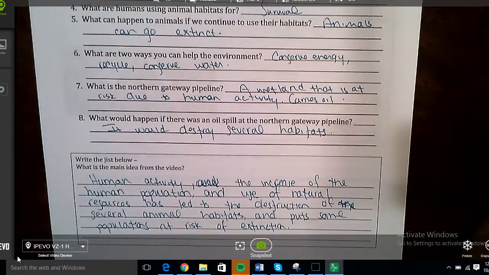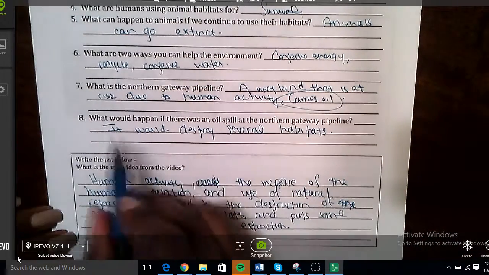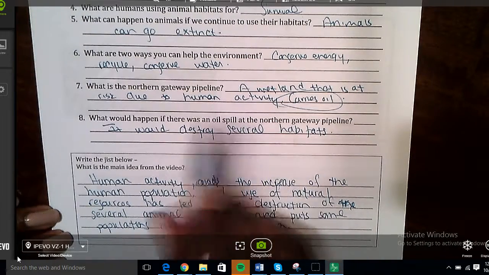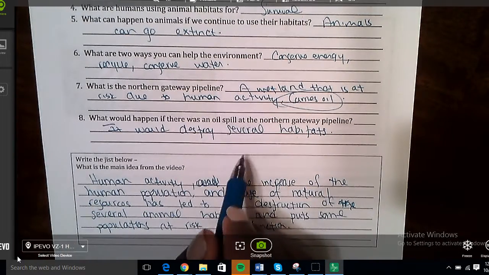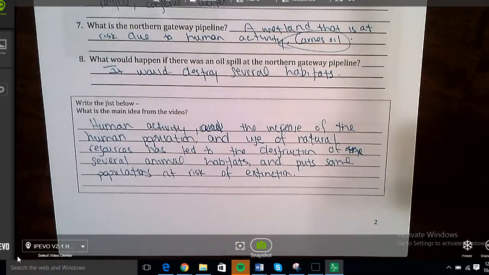What is the Northern Gateway Pipeline? It's a pipe that is carrying oil across several hundreds, maybe thousands of miles. The big piece is that it is carrying oil. What would happen if there was an oil spill at the Northern Gateway pipeline? It would destroy several habitats. So we've seen what oil spills have done in the Gulf. Imagine if that happened on land.